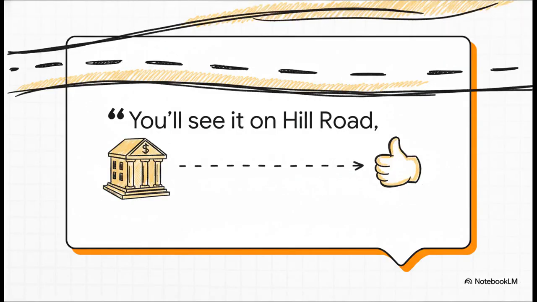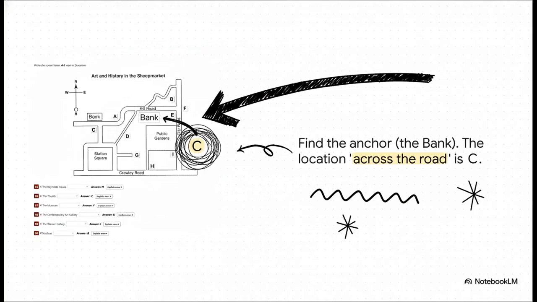Let's move on to number 16, the thumb. The clue for this one is pretty direct. On Hill Road, across the road from the bank. So what's our main anchor here? It's obviously the bank. Okay, first, let's find the bank on our map. There it is on the west side. Now just look directly across Hill Road. The only building right there is C. That's our answer. Simple as that.